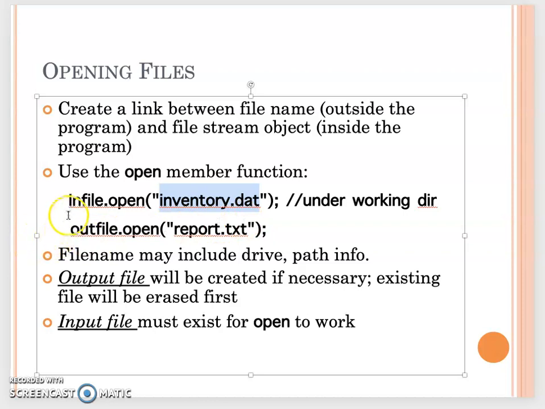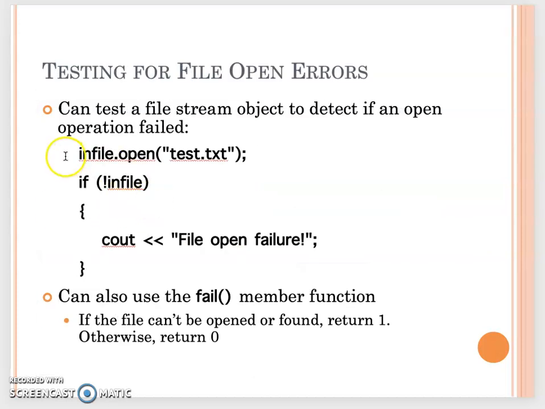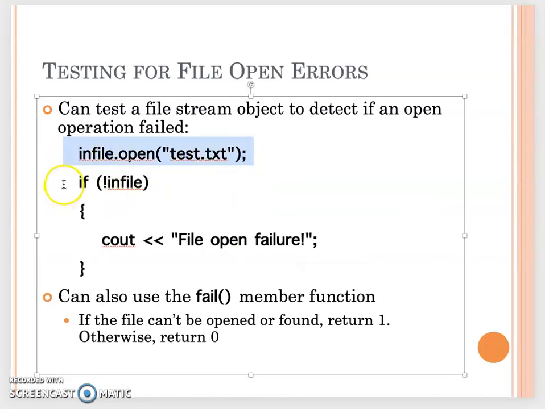For the input file, the most important thing is that we also want to check if it opened correctly. You can use this way to check if the file opened correctly, or this one. Like we said, you can also use the fail member function. So this one we can replace with the file object invoking the fail member function. If it fails, it will return 1. So that's the same thing. It tells you that you failed to open the file.